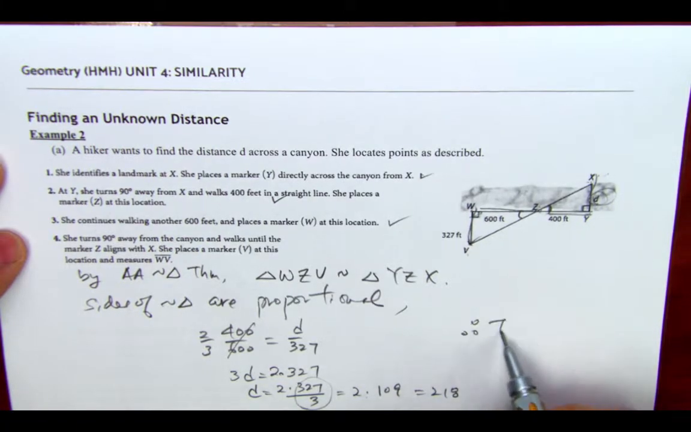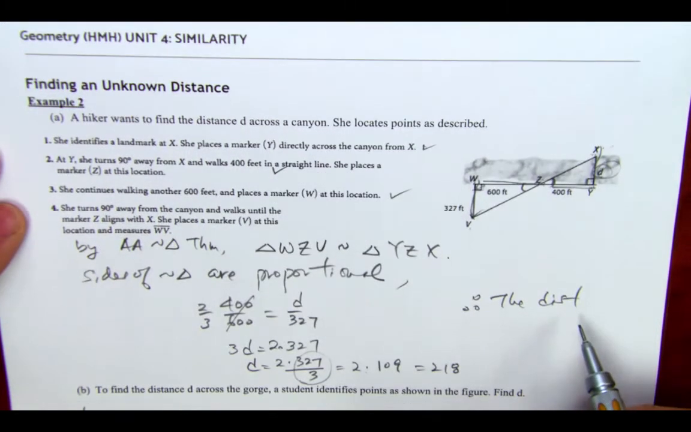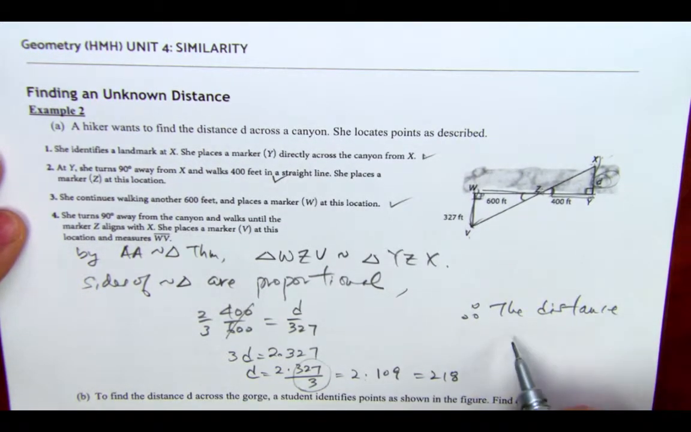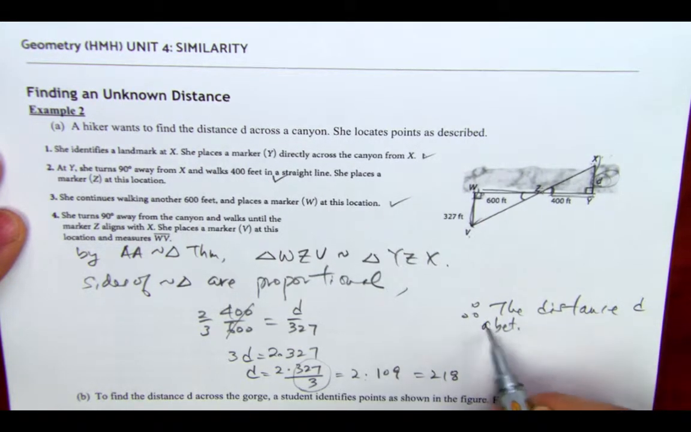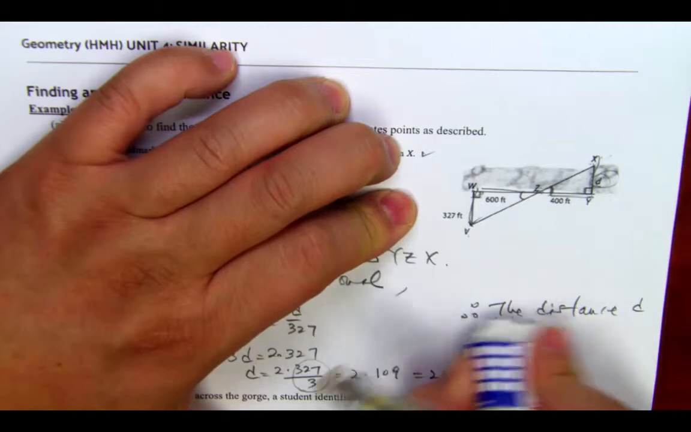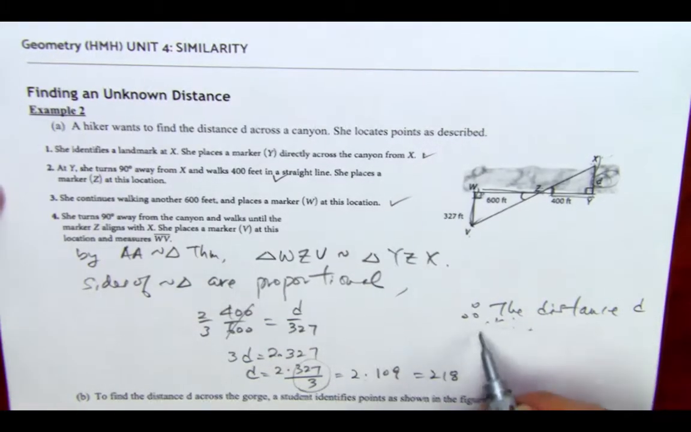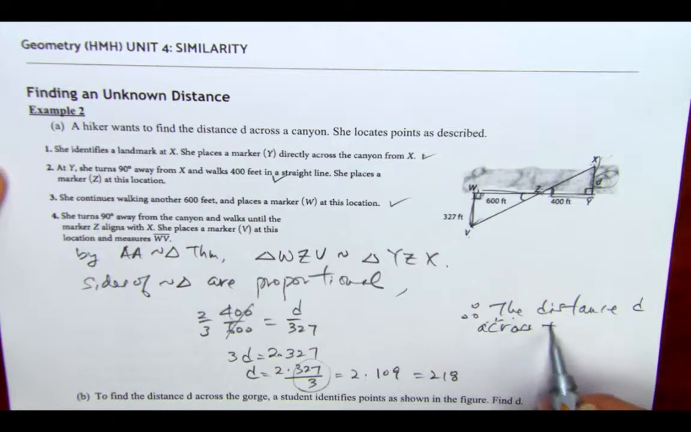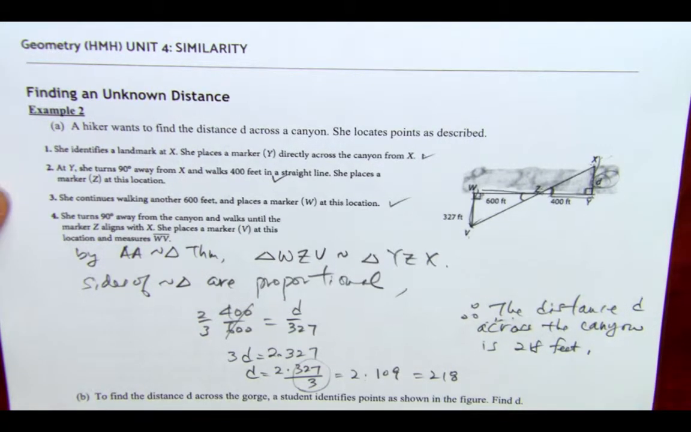So therefore, the distance D across the canyon is 218 feet. Okay. Usually in math class, we don't really concern ourselves too much with the units in the middle, but make sure that you have the proper unit at the end of the question, please.